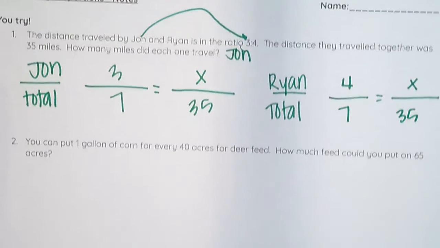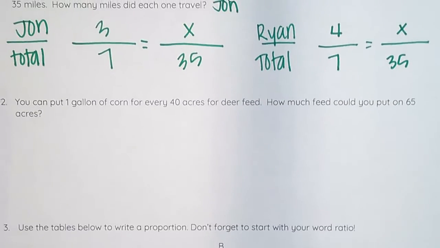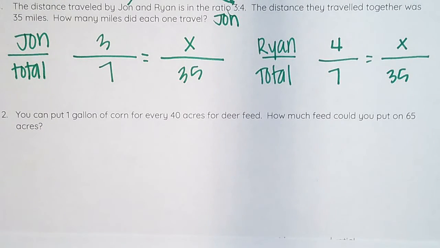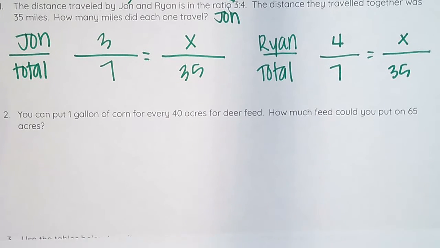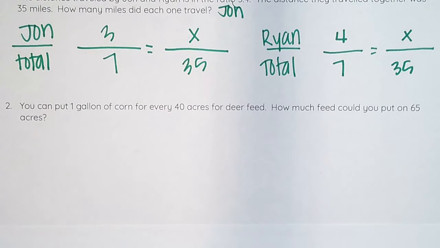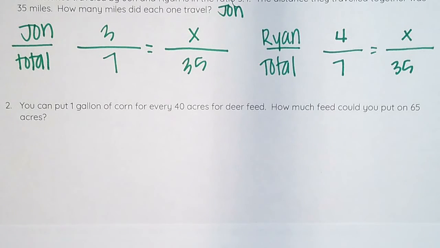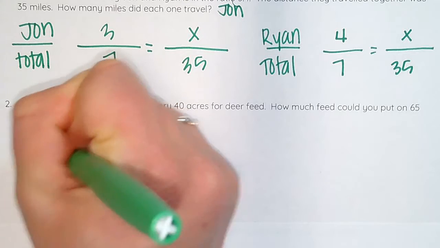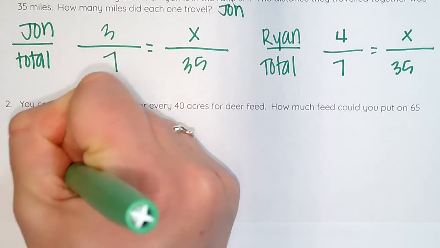We've got one more example to try together. It says you put 1 gallon of corn for every 40 acres for deer feed. How much feed could you put on 65 acres? What would my word ratio be? What am I comparing? Good. I'm comparing gallons to acres.